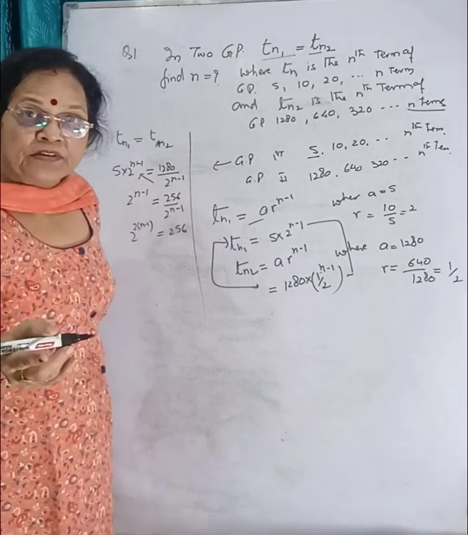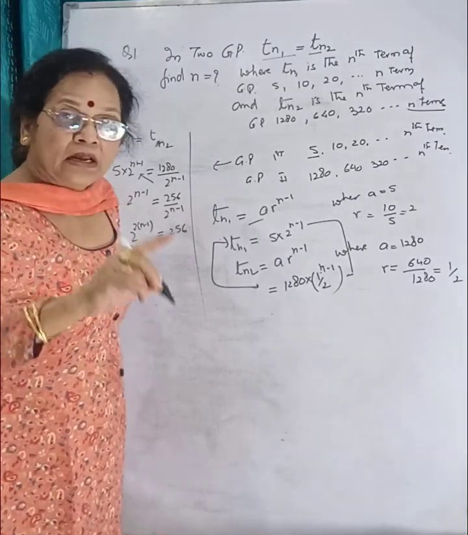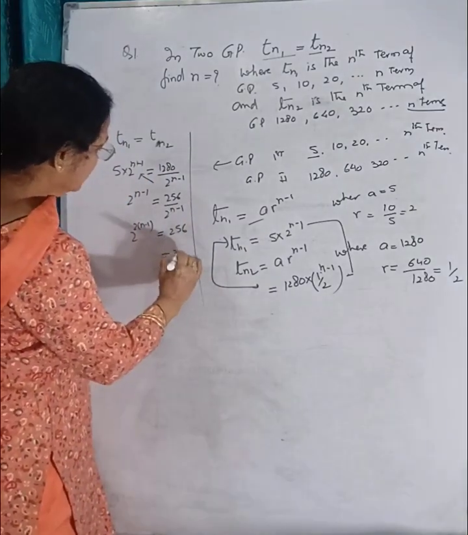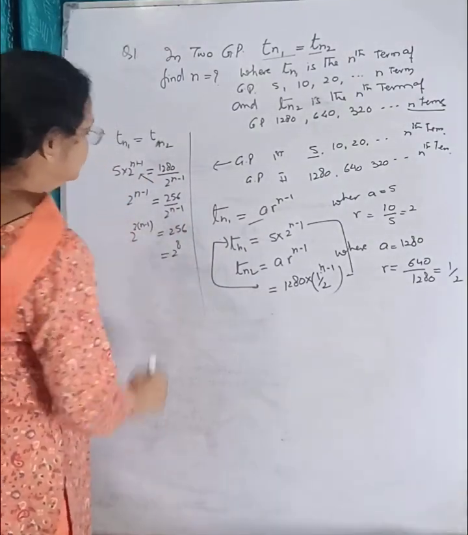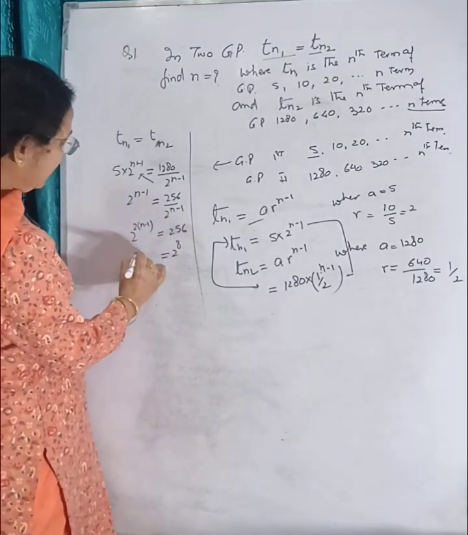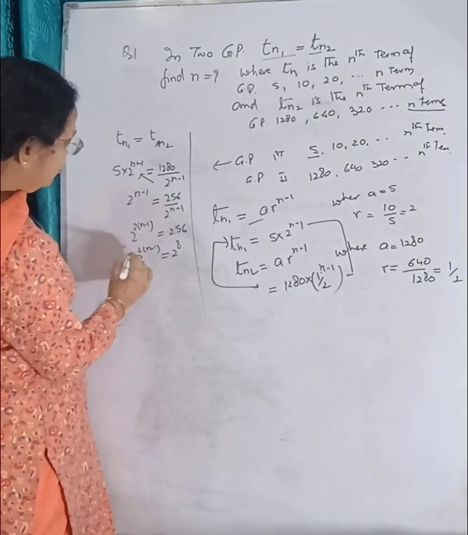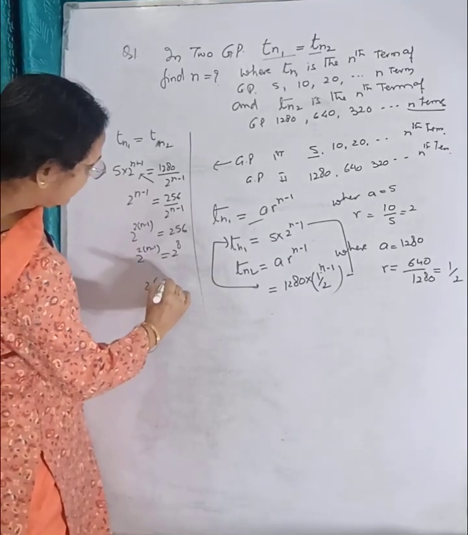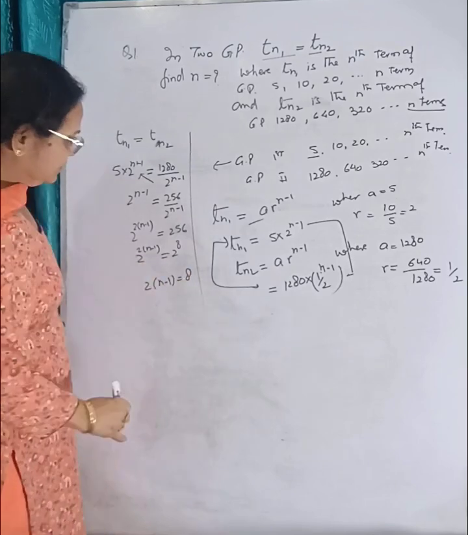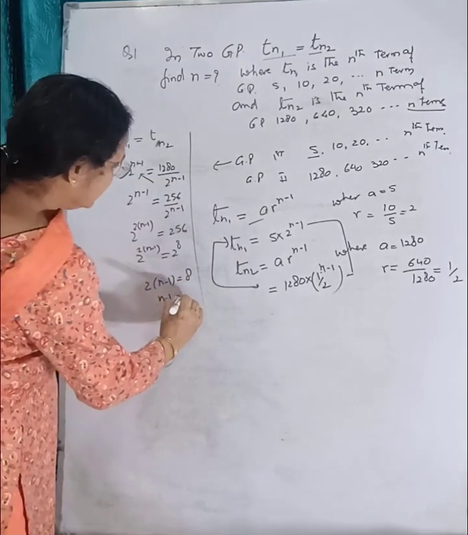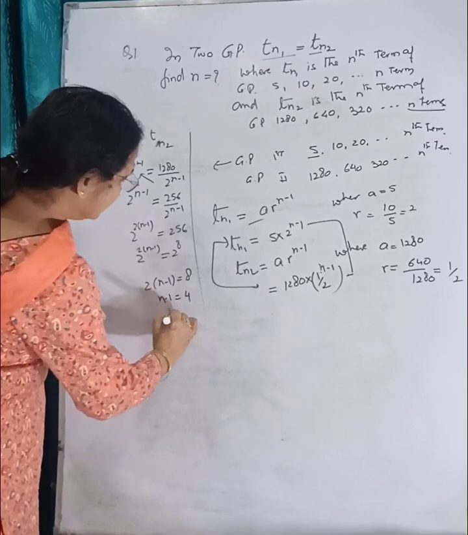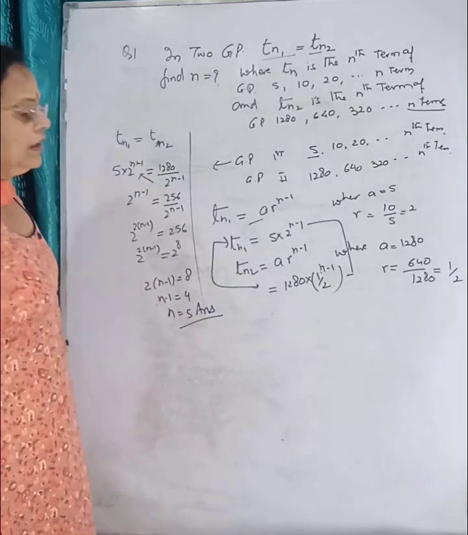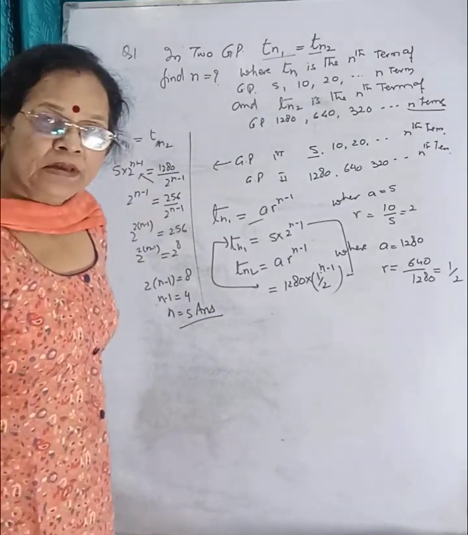256 can be converted in terms of the power of 2 as 2 to the power 8, because they both have the same base. Here also it is a power of 2, and here also it is a power of 2. This means 2 into n minus 1 is equal to 8. It means n minus 1 is equal to 4, so n is equal to 5. This is the answer. The value of n will be 5.